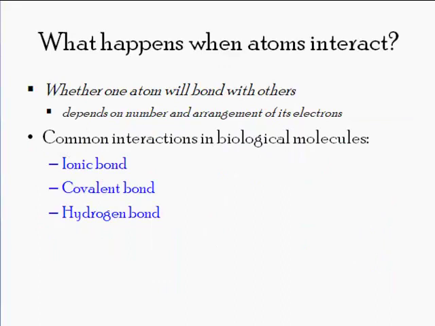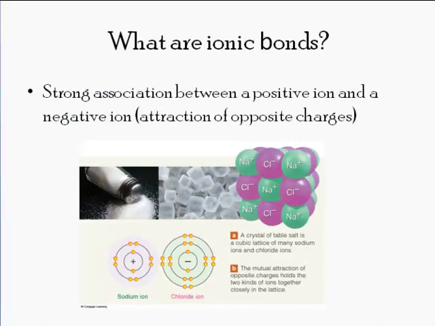Let's first understand what is an ionic bond. An ionic bond is a bond that is due to a strong association between a positive ion and a negative ion. A couple of slides back, I showed you how the sodium ion and the chloride ion were formed. Because they're oppositely charged particles, they can now have a mutual attraction which will link these ions together in a lattice. And one of the examples of an ionic bond is something that you're familiar with, that is NaCl, which is the table salt. The name of this salt is sodium chloride. So this is an example of an ionic bond.